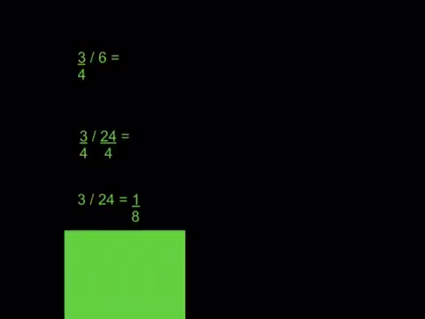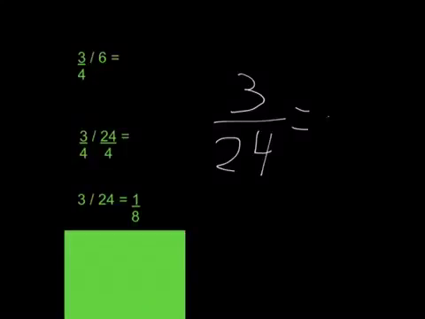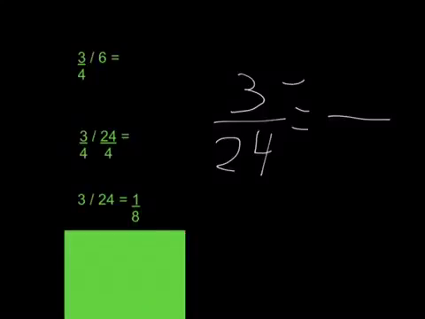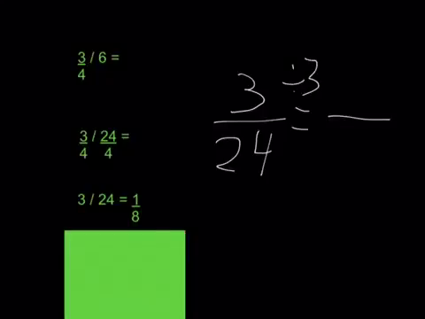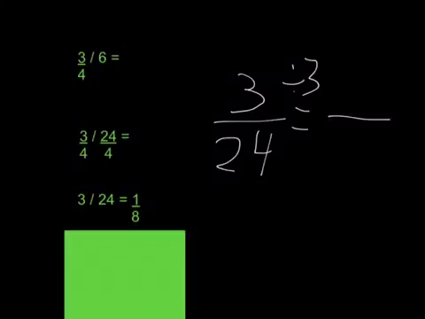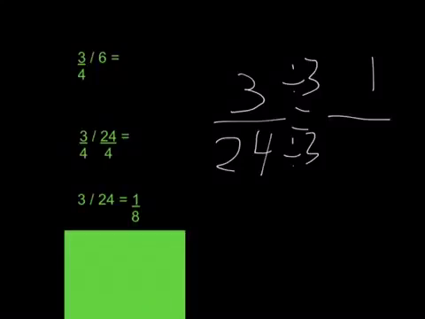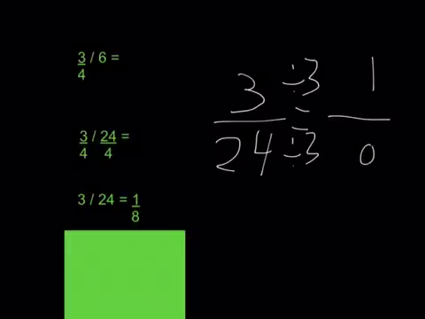Now let's remember that 3 divided by 24 can be written as a fraction. So we could simplify this fraction by dividing: 3 divided by 3 is 1, and 24 divided by 3 is 8.